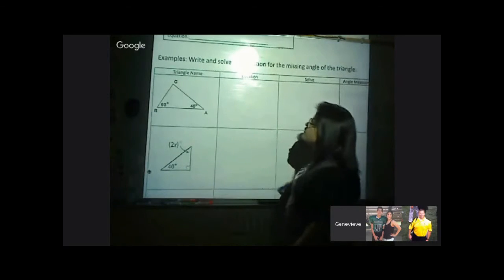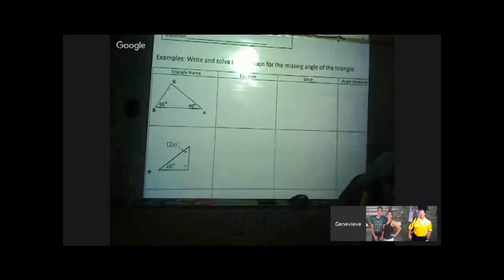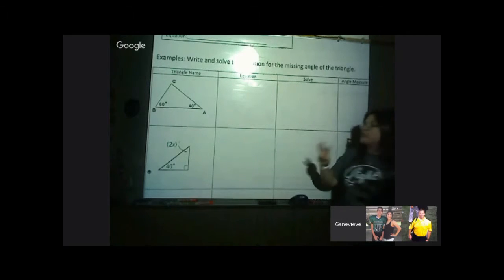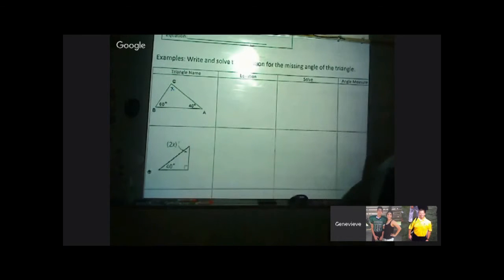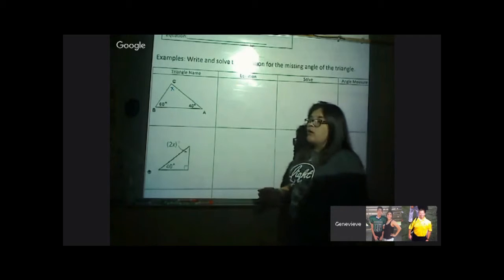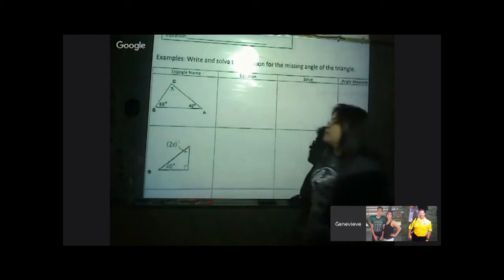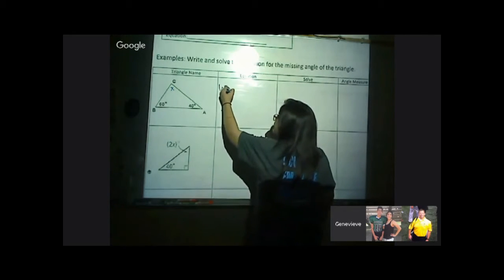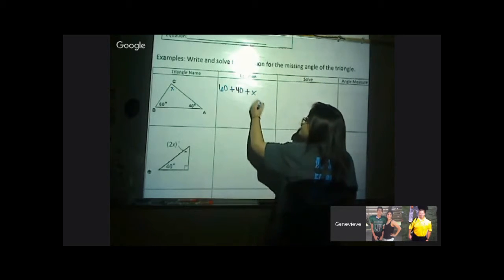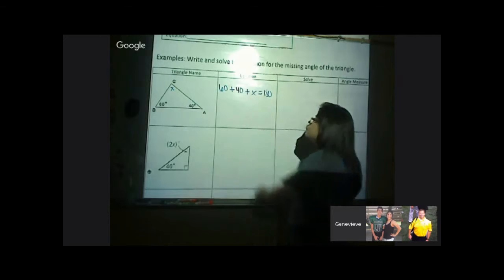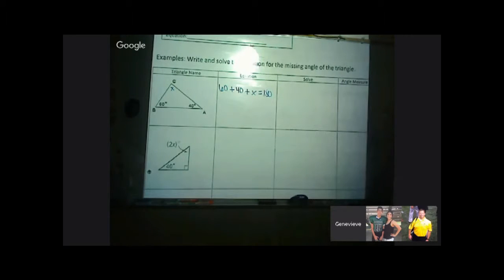All right, so this first one here. I see 2 out of the 3 that have measures. So the one that doesn't have, I'm going to put an X. That's my unknown. So let's come up with an equation. Let's see what you all think about this equation. How about 60 plus 40 plus X equals 180? Is that correct? Yeah. What do y'all think about that?